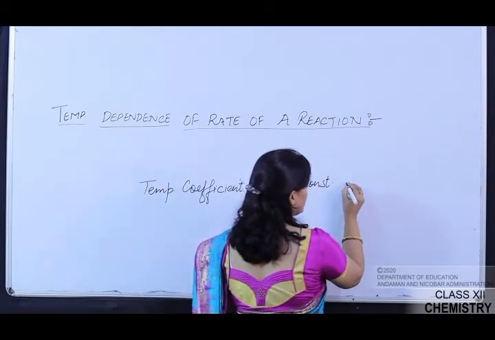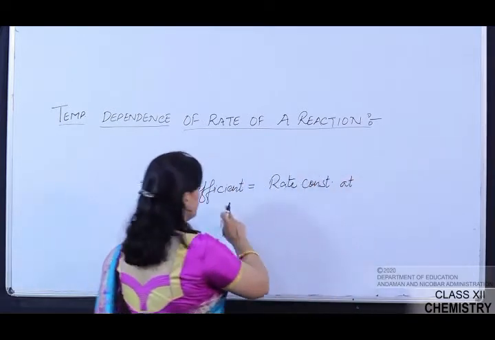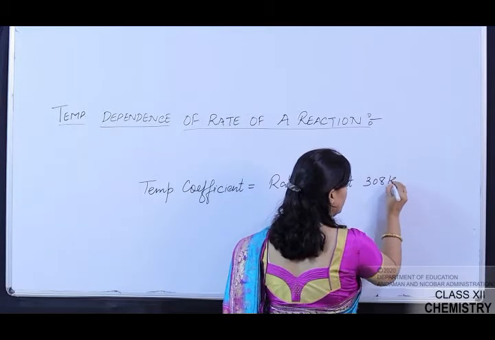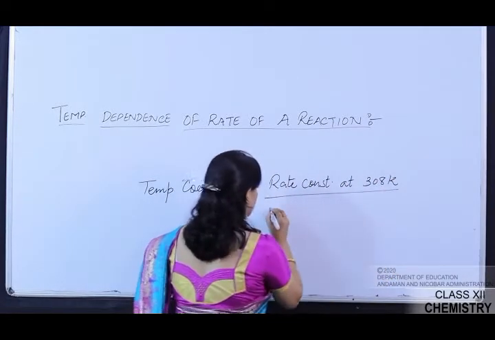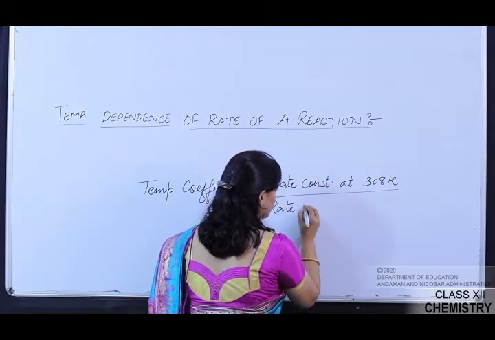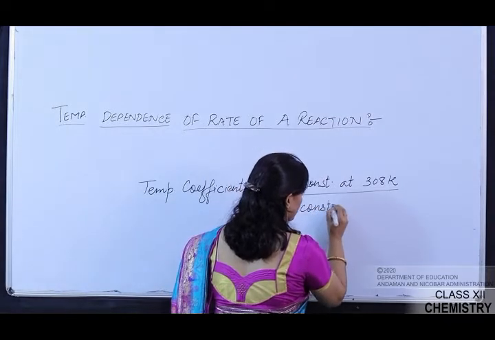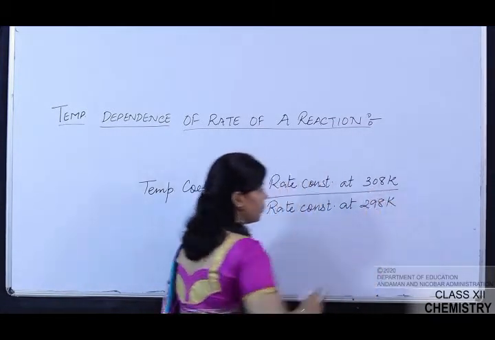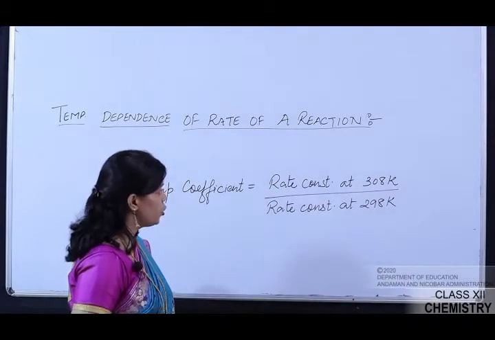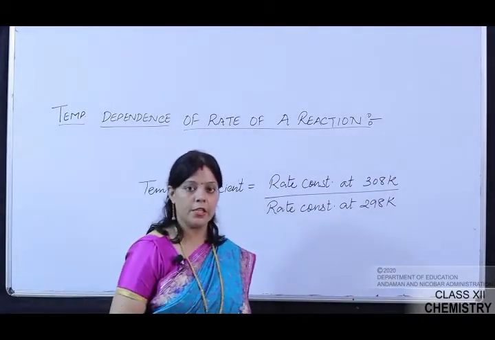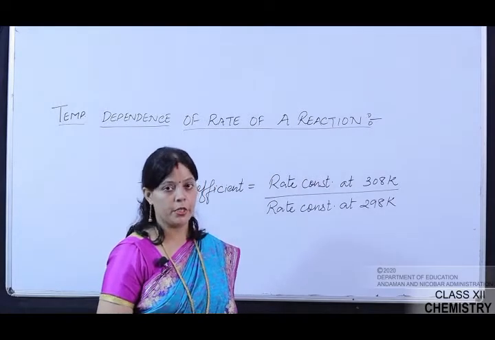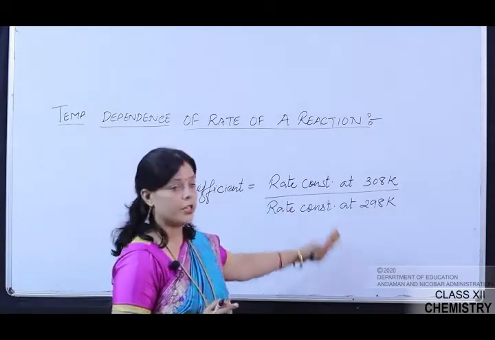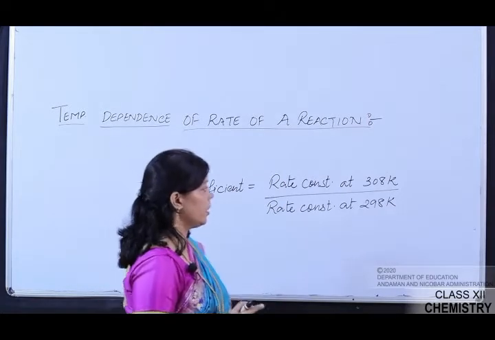The temperature coefficient is equal to the rate constant at 308 Kelvin divided by the rate constant at 298 Kelvin. So the temperature coefficient is defined as the ratio of rate constant of a reaction at two different temperatures which differ by 10 degrees, and the two temperatures generally selected are 308 Kelvin and 298 Kelvin.